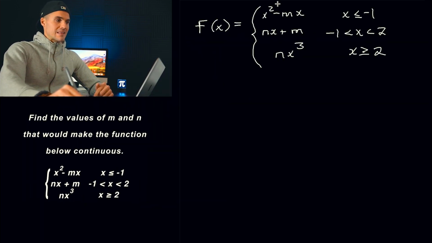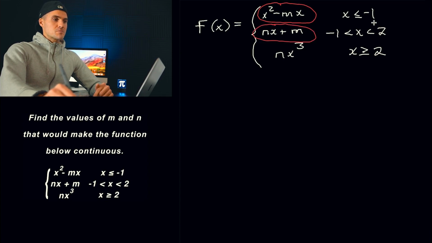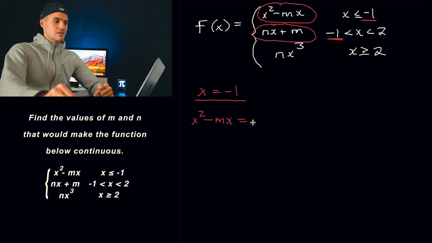And so notice that this first piece here, x squared minus mx, and then nx plus m, where are those meeting? Those are meeting at an x value of -1. And so what we could say is that at an x value of -1, for this function to be continuous, these two functions here, they have to meet. These two pieces have to be the same. Okay, so we could say this is going to equal this, like that.